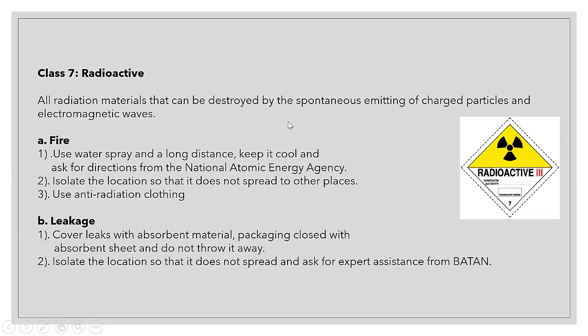Class 7, radioactive material, is all radiation material that can be destroyed by the spontaneous emitting of charged particles and electromagnetic waves. If fire, use water spray and keep a long distance, keep it cool, and ask for direction from the National Atomic Energy Agency. In Indonesia, we call it Batan. Isolate the location so that it does not spread to other places. Use anti-radiation clothing.